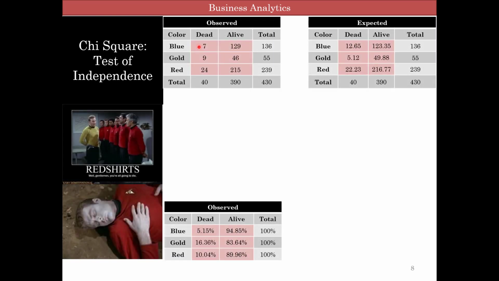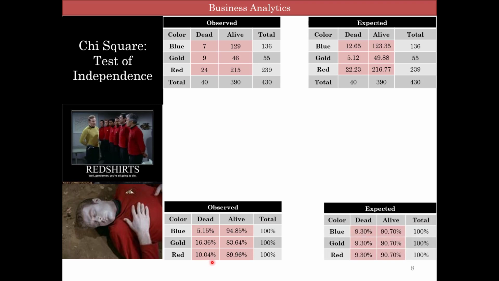So let's take a closer look. You look at this. 7 out of 136 is 5.15%. 9 out of 55 for gold is 16.36%. And 24 out of 239 is about 10.04%. So you expect about 9.3% of the people to die, given that 40 out of 430 is about 9.3%.